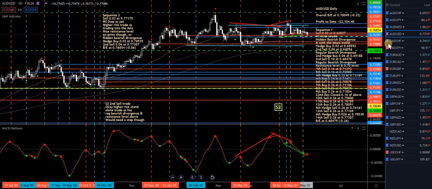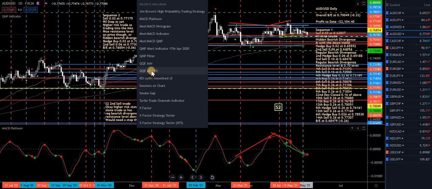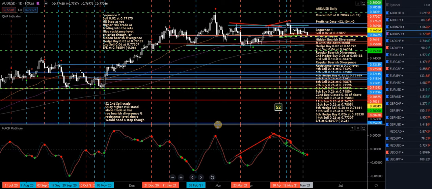Now, it's highlighted in purple. What happened here was, and I had to look back at my screenshots I took, for some reason the QMP filter dots, these green and red dots, which are made up of the MACD Platinum and the QQE Advanced, which is not shown on the chart. Now, I'll bring it up and I'll put it on the chart. Indicators, QQE Advanced 2. Here we go. We'll just use this one.